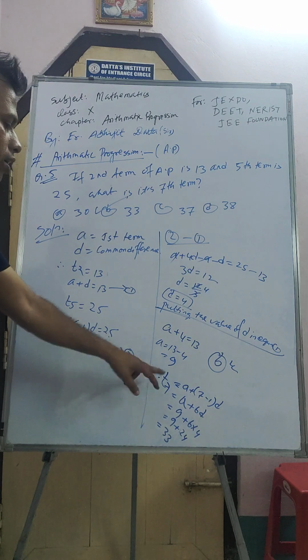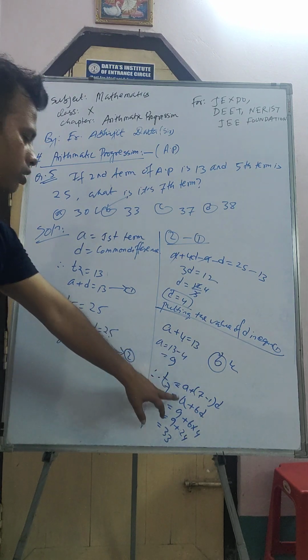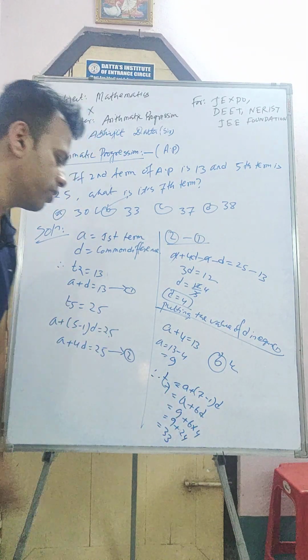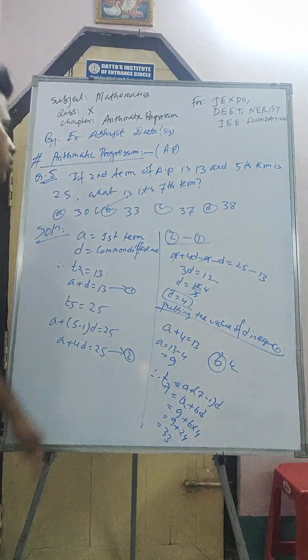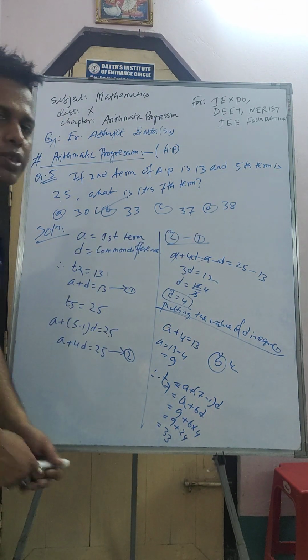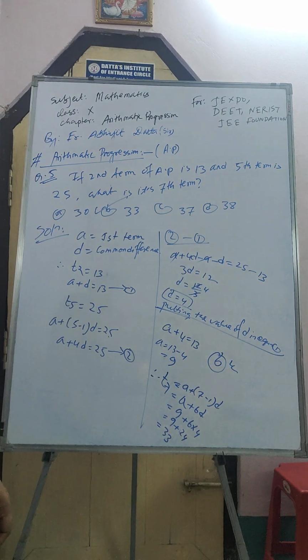So T7 equals A plus (7 minus 1) into D. I put the value of A and D here. After simplifying, it becomes 33. So which option is matching here? Option B is matching here. So option B is the correct answer. Okay, got my point?